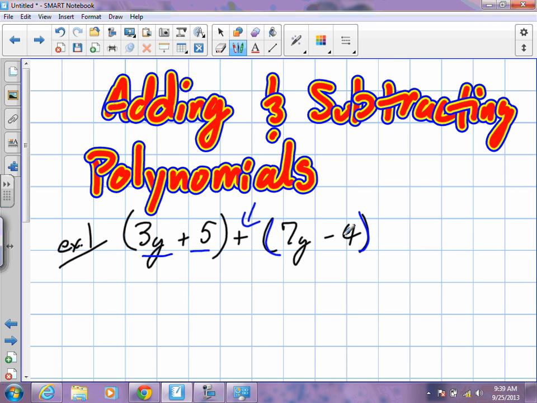Okay. According to BEDMAS, we deal with brackets first. Can I simplify in the first set of brackets? Why not? They're not like terms, right? This is a constant, while this is a variable of y. There's nothing to collect in there. Same with our other bracket, okay?